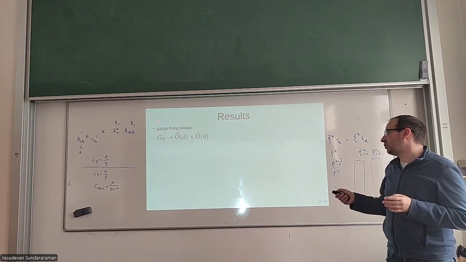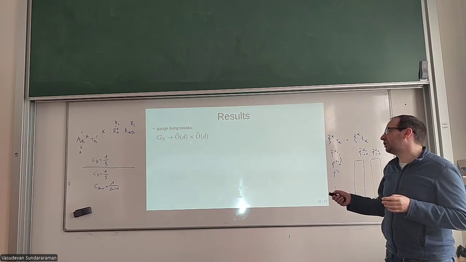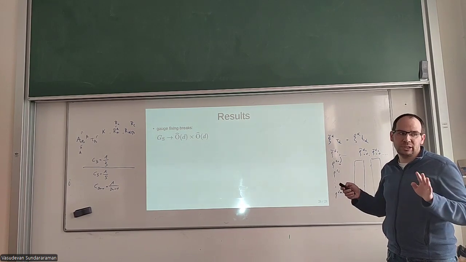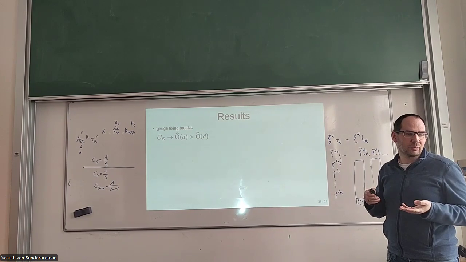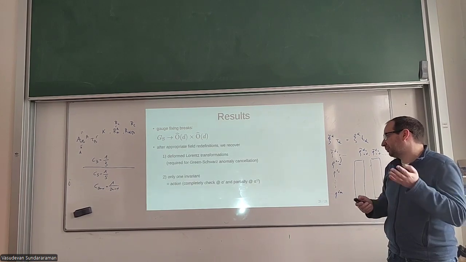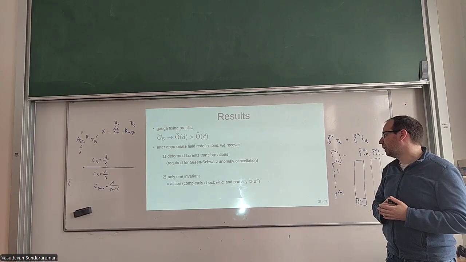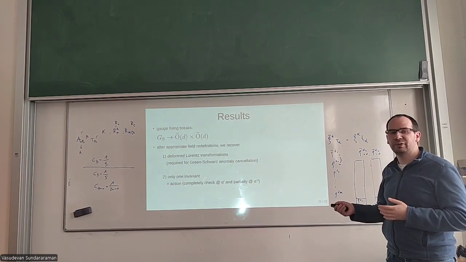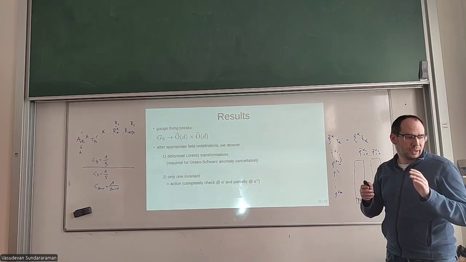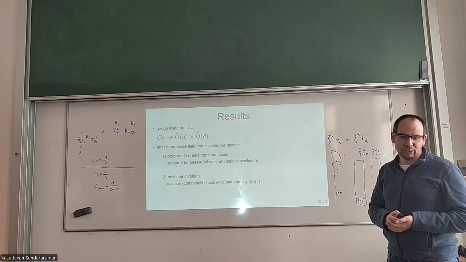The gauge fixing really breaks this huge structure to just OD cross OD, which are now the modified Lorentz transformations. So we have all these kinds of things. There's only one invariant which we can write down. This gives exactly the right results.